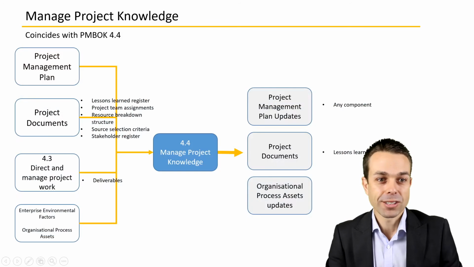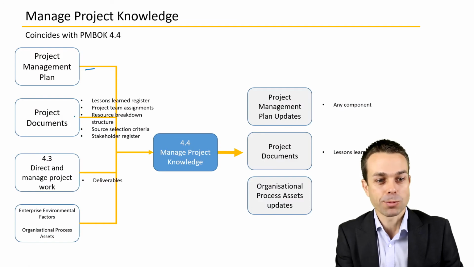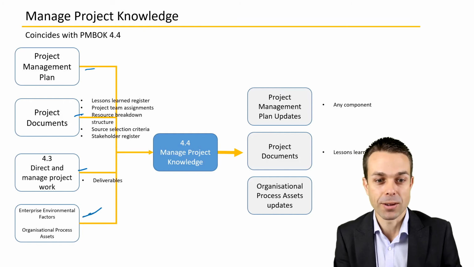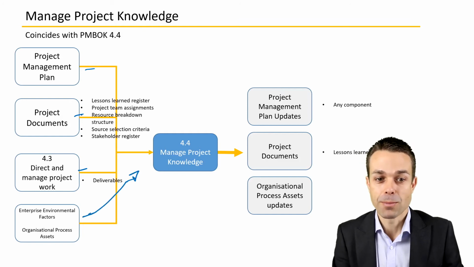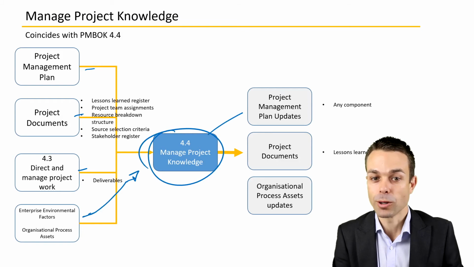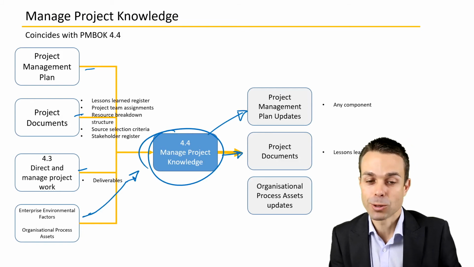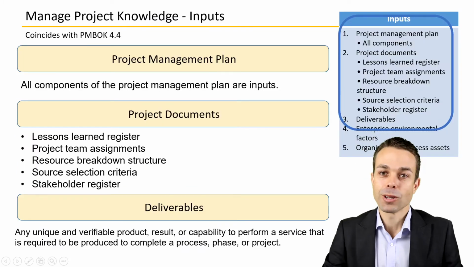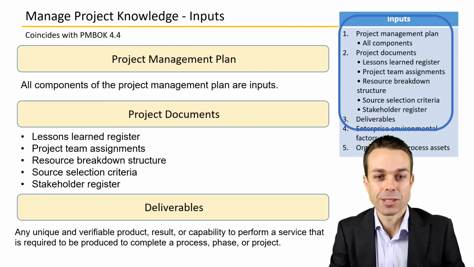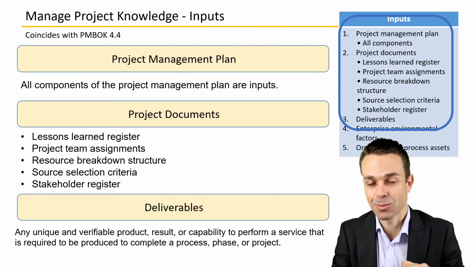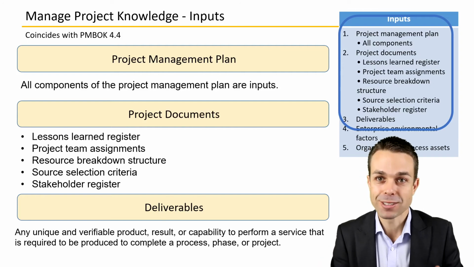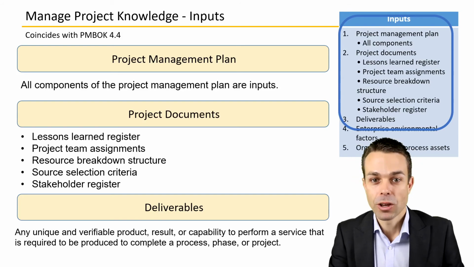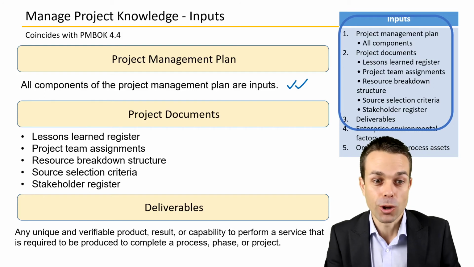And as you can see, we've got the project management plan, documents, direct and manage project work, and EEFs and OPAs as our inputs into Manage Project Knowledge. And Manage Project Knowledge itself is an input into project management plan updates, project documents updates, and organizational process assets updates as well. So let's look at the inputs in more detail. We've got the project management plan, where any part of the project management plan will be an input. We'll need to reference any part of that, the scope management plan, the cost or the schedule, the risk, all of that will be an input into our organizational learning.